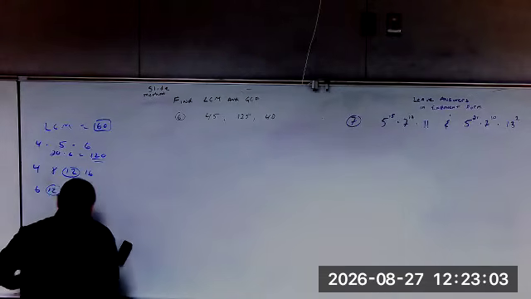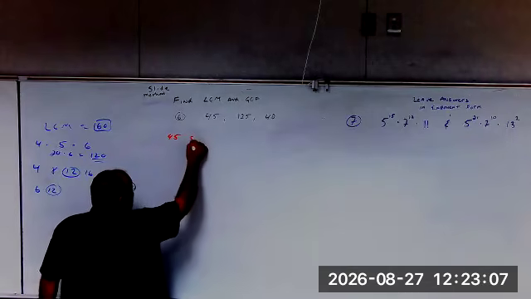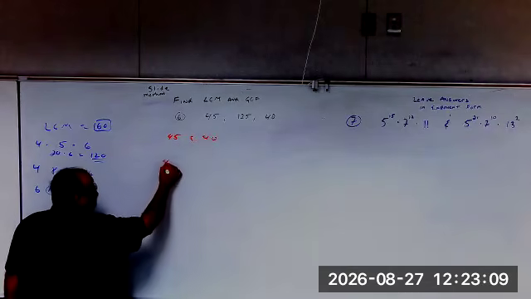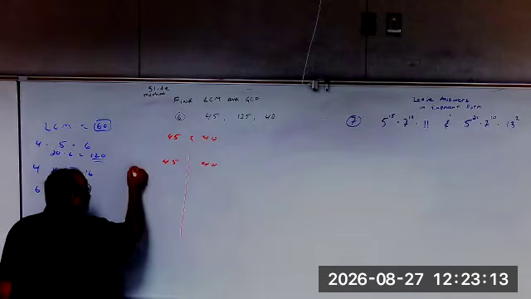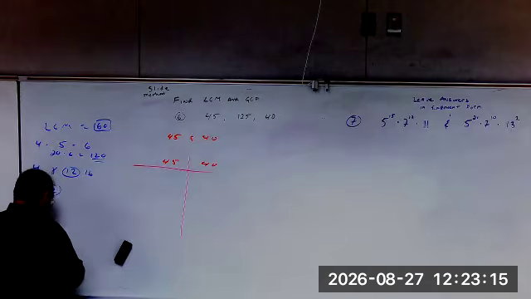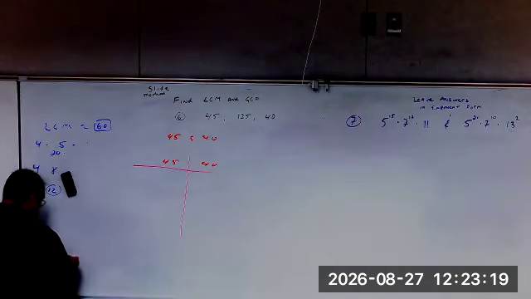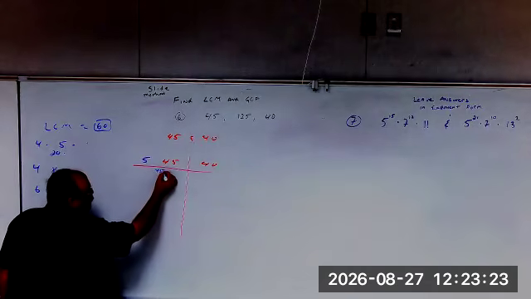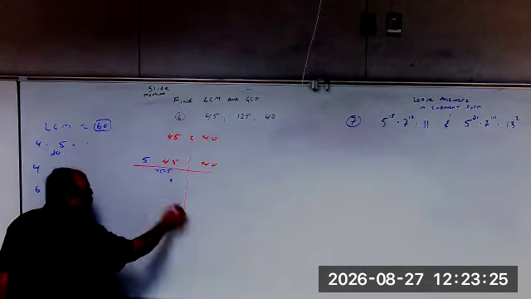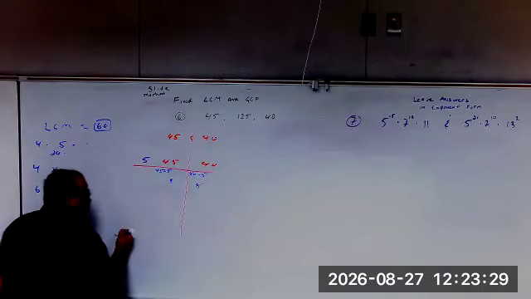45 and 40. What's the bigger factor for 45 and 40? 5. So we get 5. 45 divided by 5 leaves you 9. 40 divided by 5 leaves you 8.